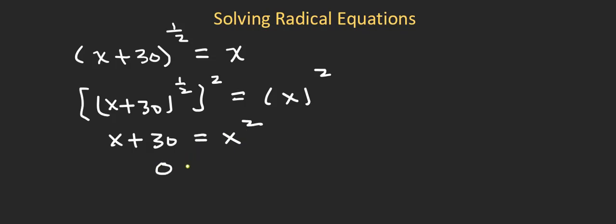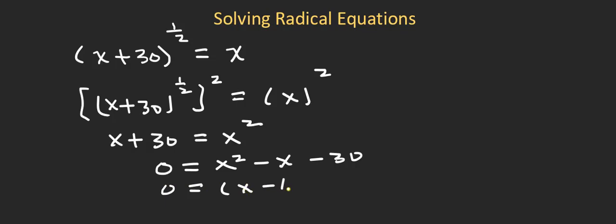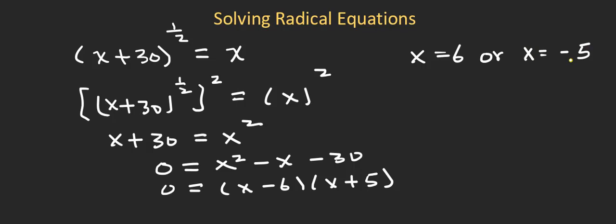This is a quadratic equation. I'm going to say this is 0 equals x squared minus x minus 30. Factor it. So you get x equals 6 or x equals negative 5.